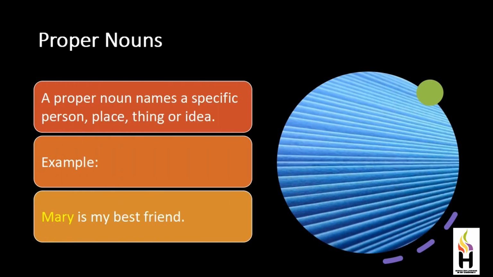Proper nouns. A proper noun names a specific person, place, thing, or idea. For example, Mary is my best friend. The proper noun in that sentence is Mary.